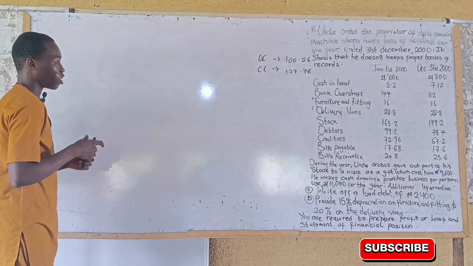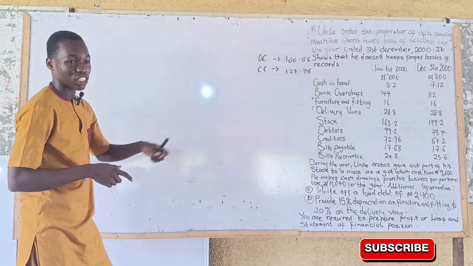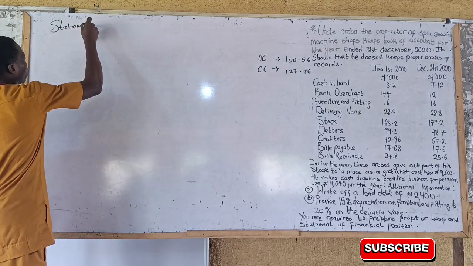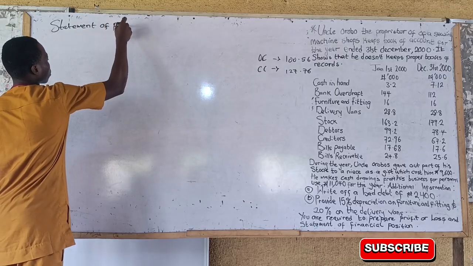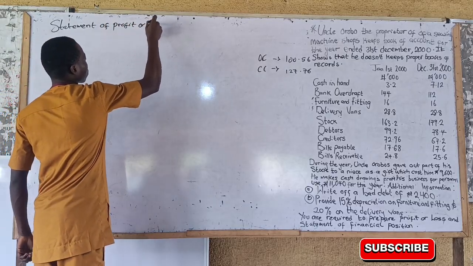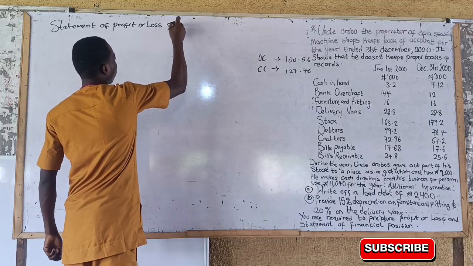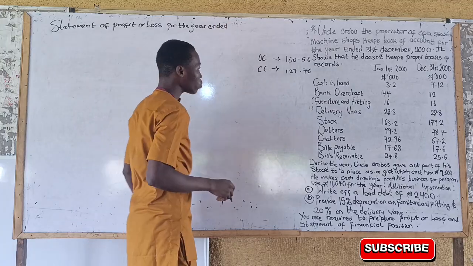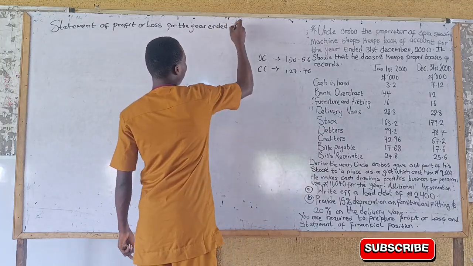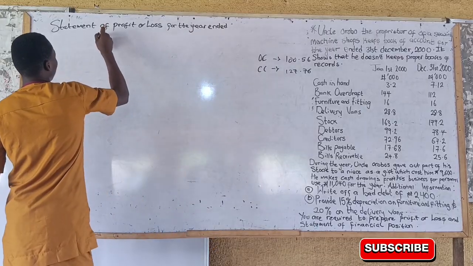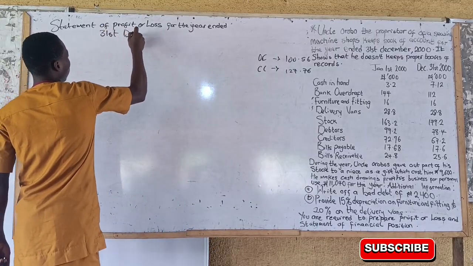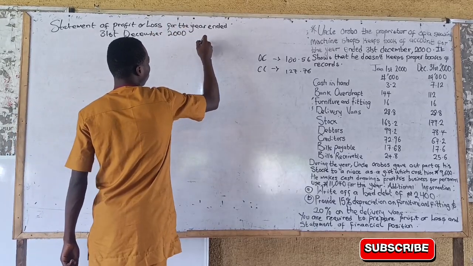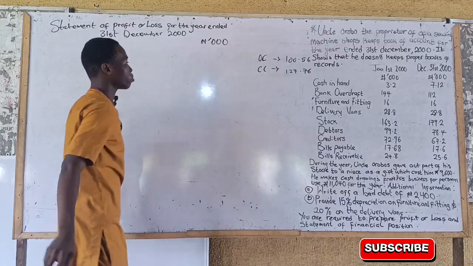So let's compute the profit now, since we have determined the opening capital and the closing capital for the year. So the statement of profit or loss for the year ended 31st December 2000. So we have our naira to be in this form.